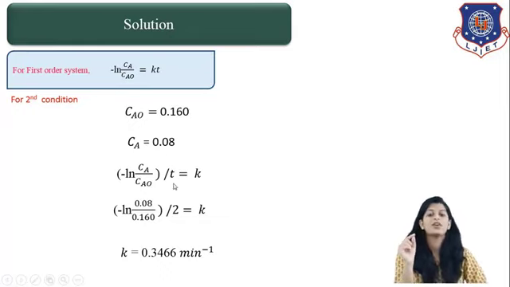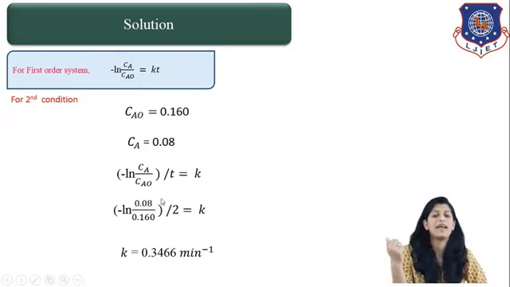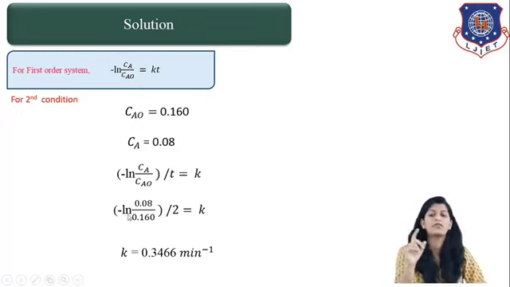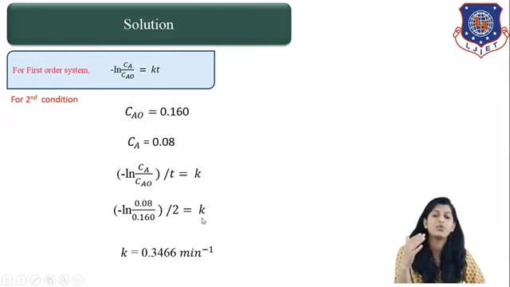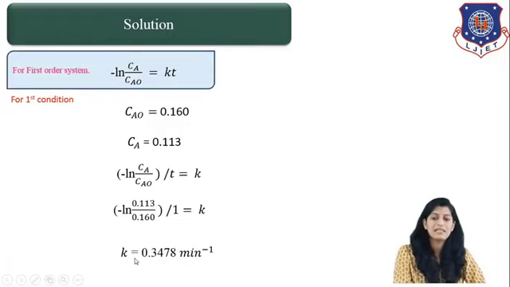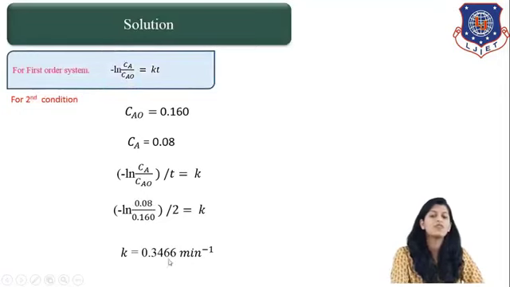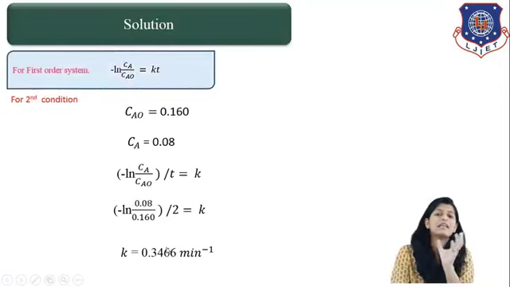So again we will substitute the values: minus ln Ca by Ca0 whole divided by t equals K. So it will be minus ln 0.08 by 0.160 whole divided by 2 equals K, and the K value is 0.3466 minute inverse for case number 2, right. So if you go back and see, 0.3478 and 0.346, it is coming nearly equal.